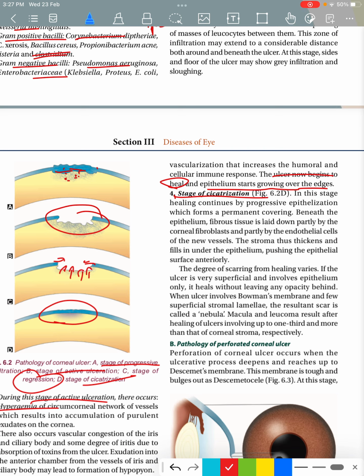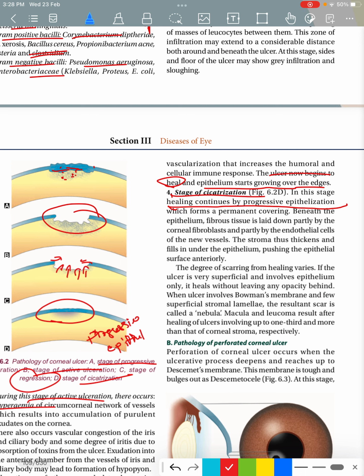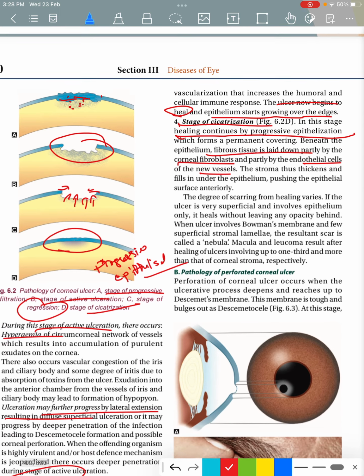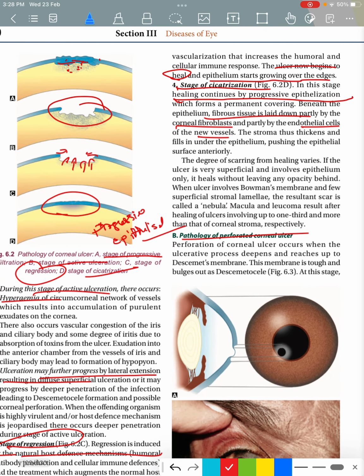Then the stage of cicatrization: healing continues with progressive epithelialization. Progressive epithelialization occurs here. Fibrous tissue is also formed, partly becoming fibroblasts and endothelial cells with new vessels. Okay, next we are going to see about the pathology of perforated corneal ulcer.